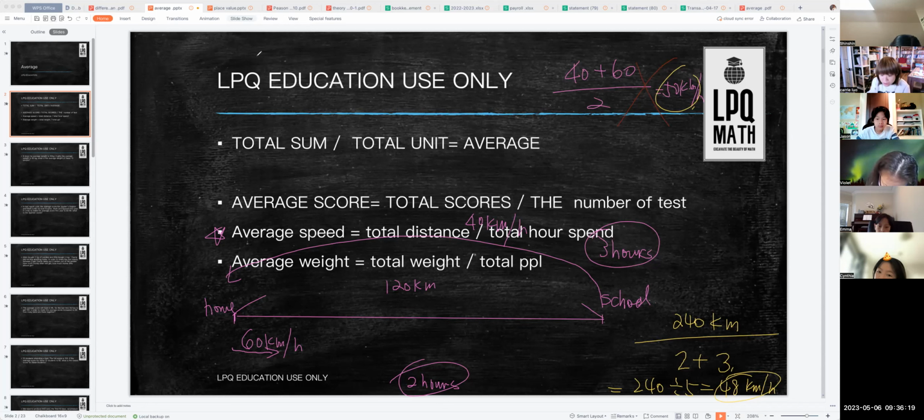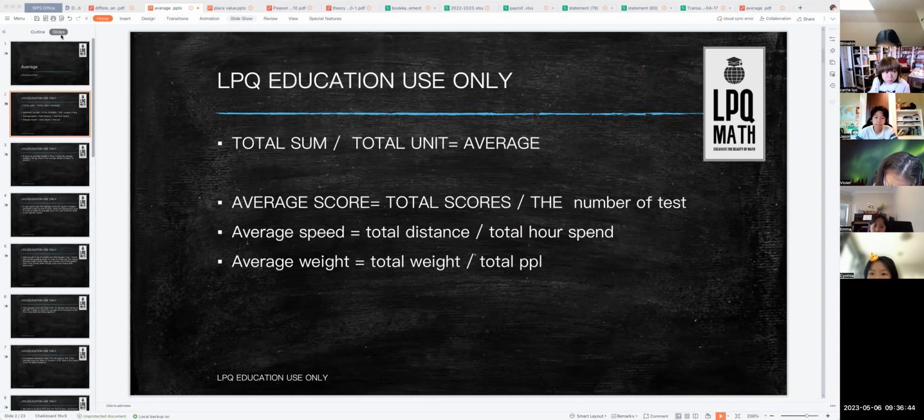Okay, everybody taking notes? Okay, so average weight also will be total weight divided by total number of people. Emma, understand? Okay, so for instance, your whole entire family, like you have two brothers, and you have yourself, your mom. So you need to divide by the whole number of the people. Okay, so don't forget. Sometimes we're gonna forget somebody.